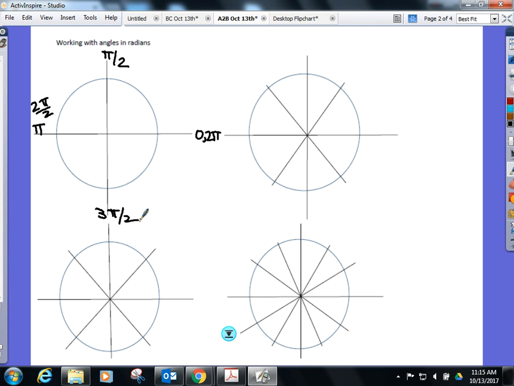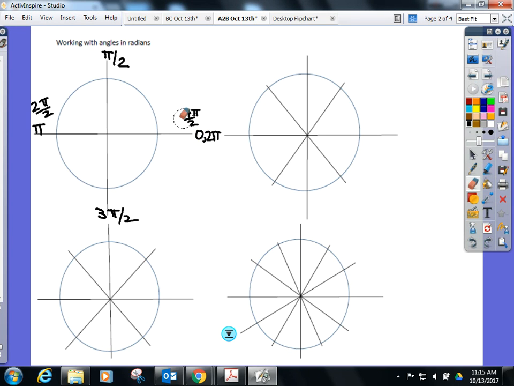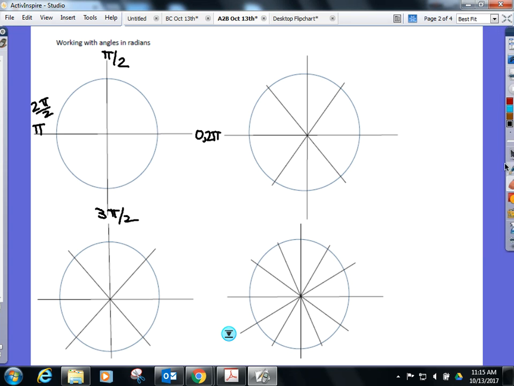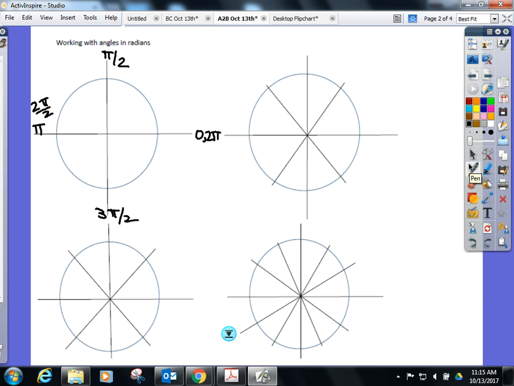And then when I go back, I would have 4 pi over 2, but what did I just reduce that to? 2 pi, yeah. So ready? 1 pi over 2, 2 pi over 2, which reduced down to pi. 3 pi over 2, 4 pi over 2, which reduced down to 2 pi. Everyone okay now so far?